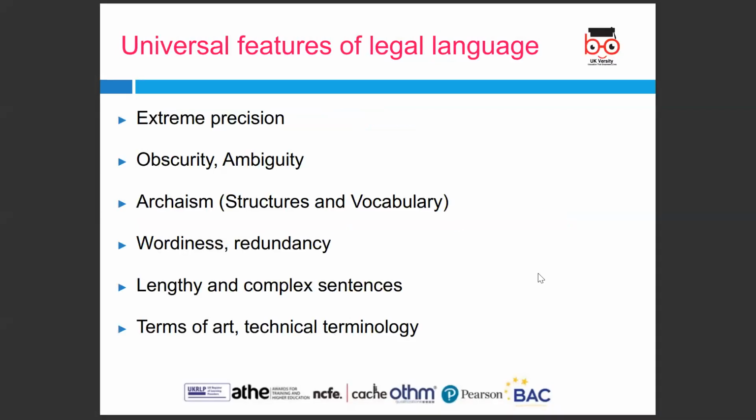Universal features of legal language. So some universal features of legal language are extreme precision, obscurity, ambiguity, anachronism, wordiness, redundancy, lengthy and complex sentences, and terms of art and technical terminology.